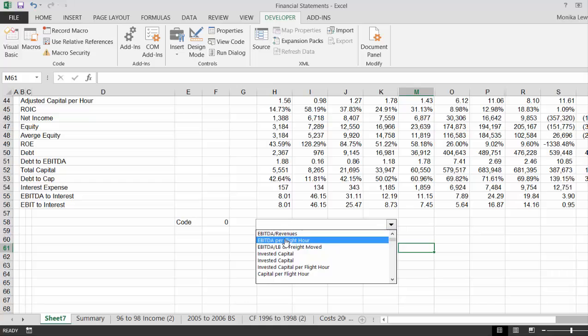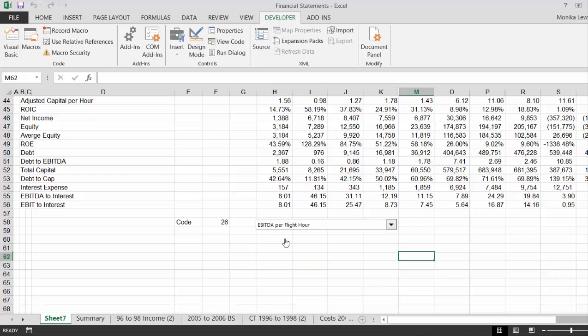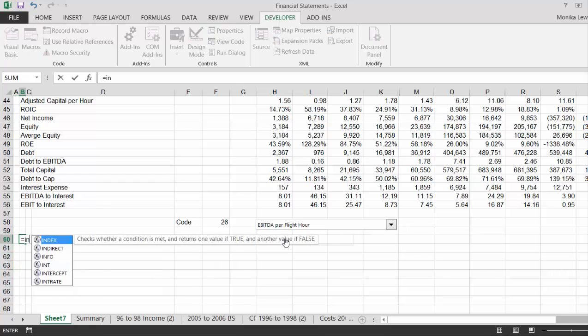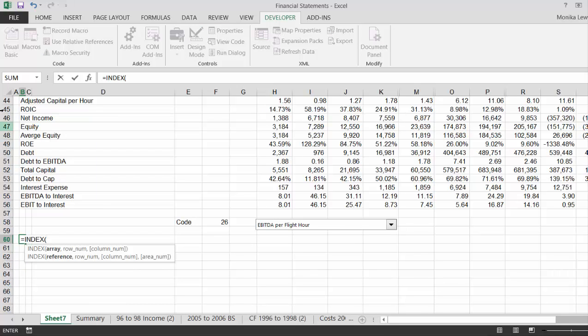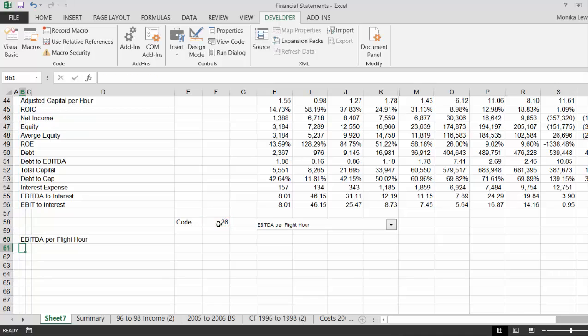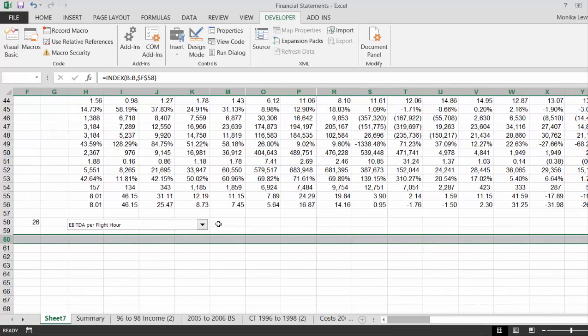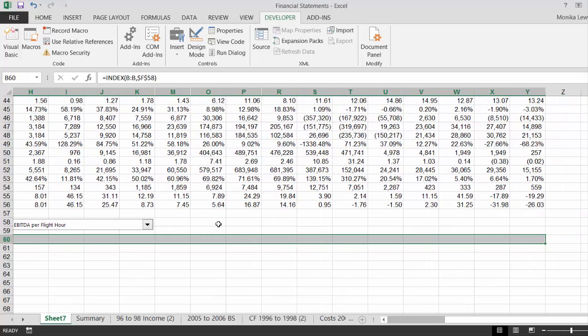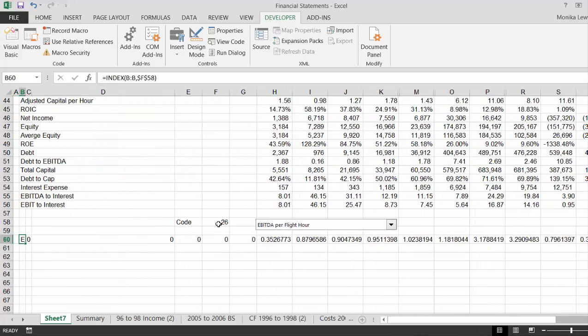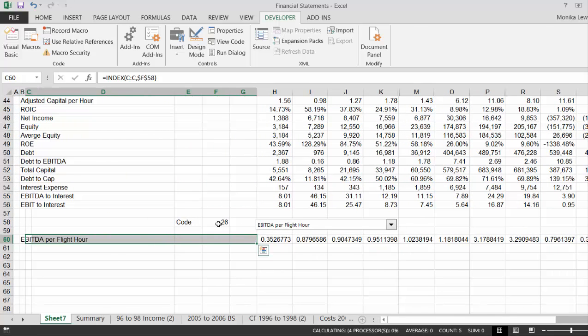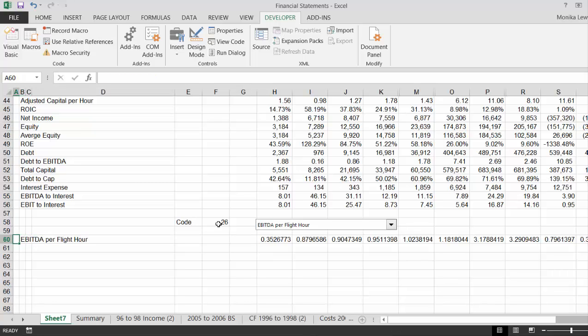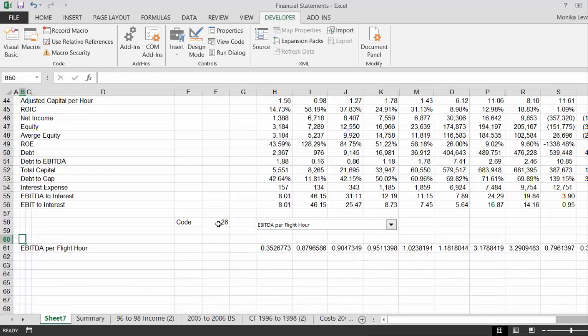We can do it really quickly, and we can just then type index and let's see if we get a circular reference here. I don't think we do. And then just copy that across. Okay, so that worked just that quickly. And then let's put our year up here.